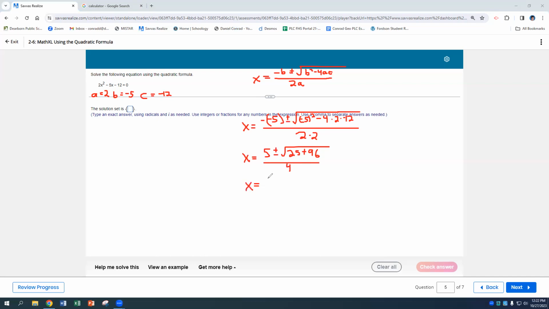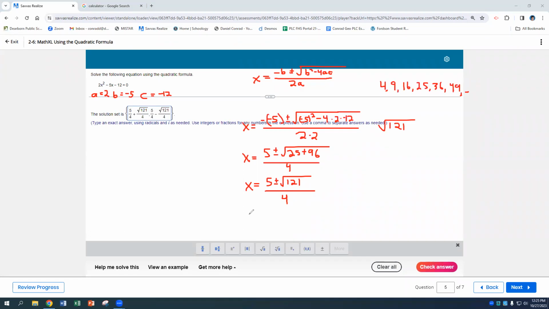And we get x equals 5 plus or minus. Combine those together, that's 121, all over 4. So square root of 121 is a perfect square, so the square root of 121 is going to be 11. So we get x equals 5 plus or minus 11 over 4. So we're going to get x equals 5 plus 11 over 4, and x equals 5 minus 11 over 4.